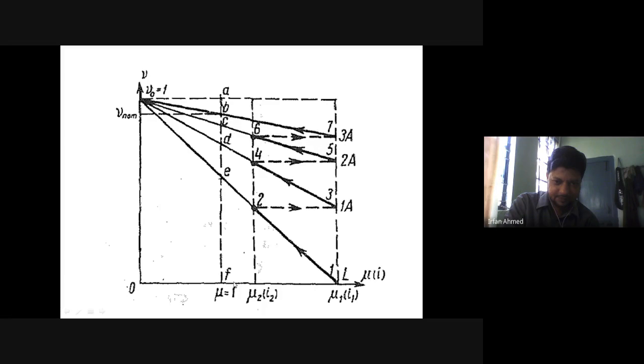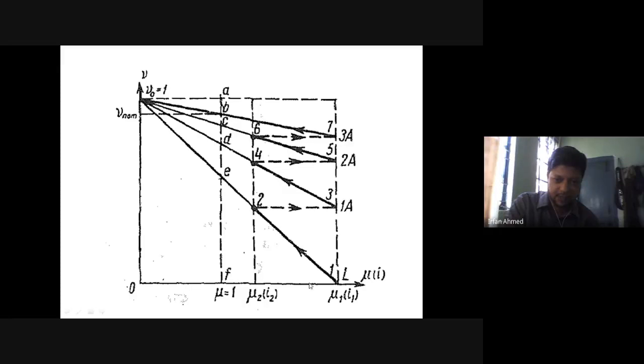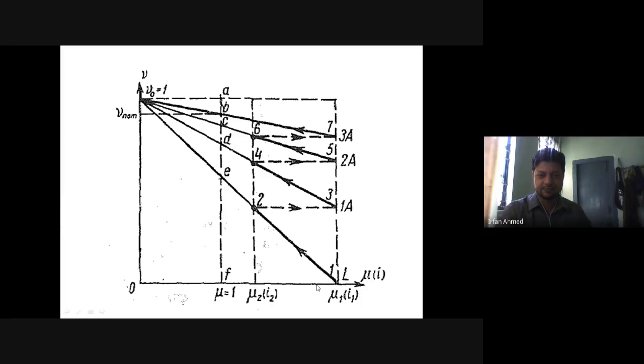Is this clear? Am I clear? Yes, sir. This mu2 can be at point A, B, C, or D. It cannot be here. And it can definitely not be less than here. Now the question is, what is the difference between A, B, C, or D? What difference does it make? Why not have it here? You will have very fast acceleration. Why not have it here?